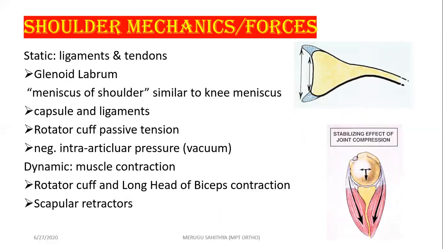So I have already said that static stability is by ligaments and tendons, which consist of the glenoid labrum, that is nothing but the meniscus of the shoulder, which is similar to the knee meniscus, the capsule and ligaments, rotator cuff passive tension, and negative intra-articular pressure. Dynamic stability is by muscle contraction, that includes the rotator cuff muscles, long head of biceps contraction, and scapular retractors.